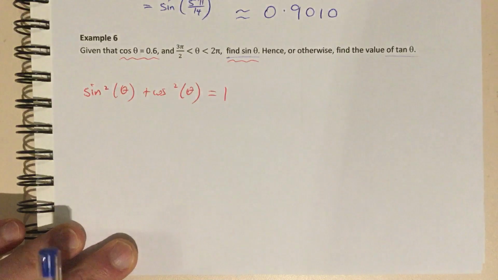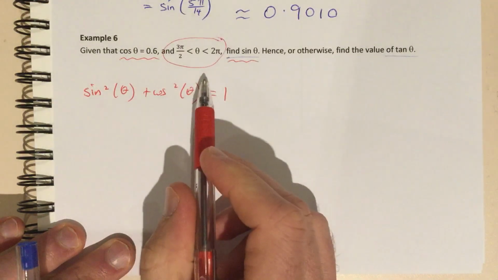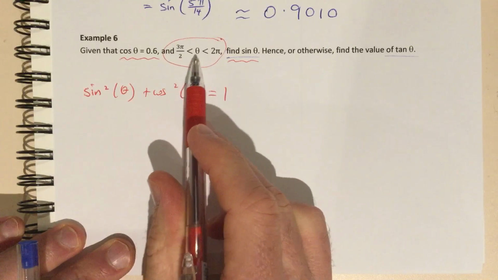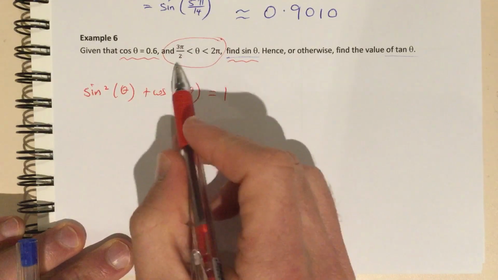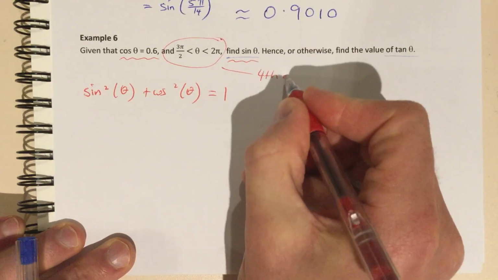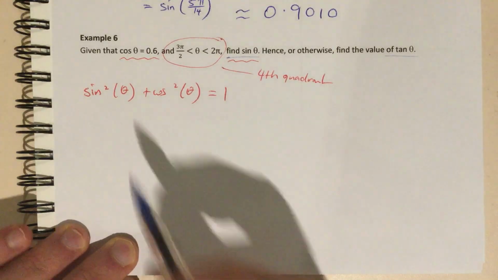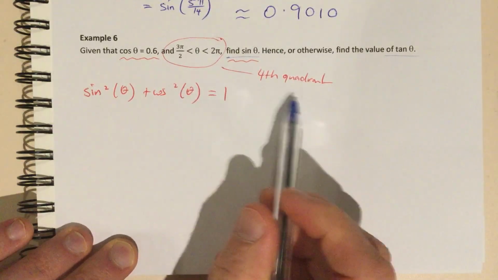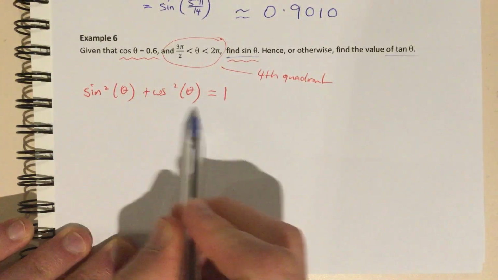The other thing that is important to understand from the question is what that part of the question is telling us. All that's really saying is that our angle is in the fourth quadrant, because it's between 3 pi on 2 and 2 pi. So our angle, theta, is somewhere in the fourth quadrant.